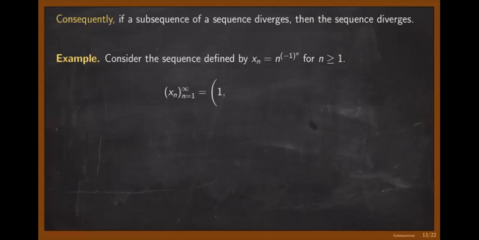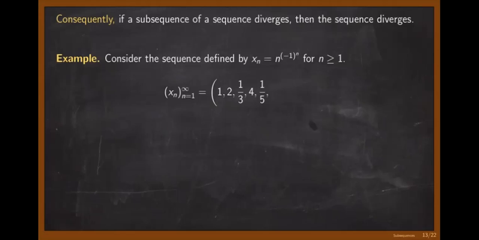So, what's the first term of this? 1 is the first term. What's the second term? 2 raised to negative 1 squared, 2. Okay? 3. Ano yung negative 1 cube? Muna. Negative 1. So, 3 raised to negative 1, 1/3. Okay. N is 4. Negative 1 to the 4th is 1. 4 raised to 1, 4. N is 5. Negative 1 raised to 5, negative 1. 5 raised to negative 1.